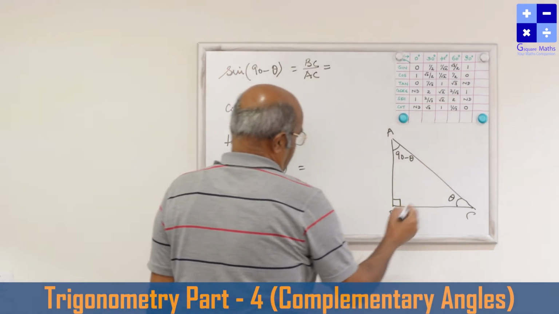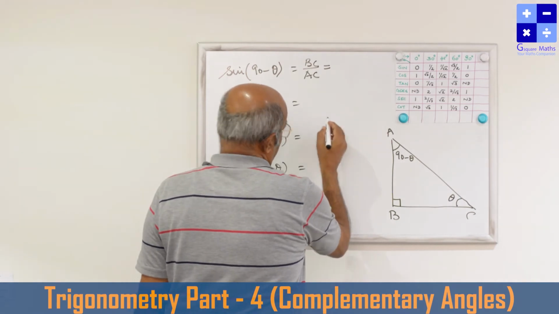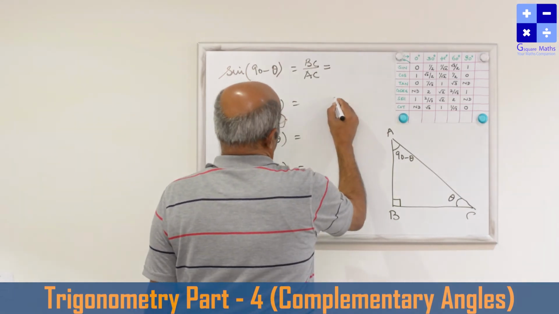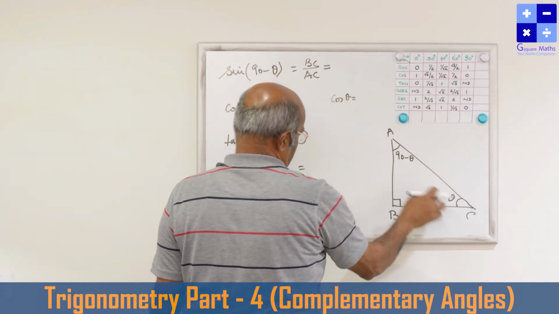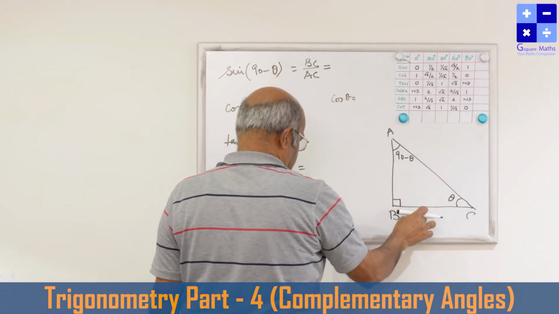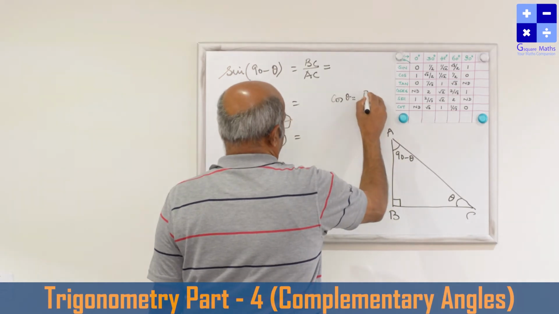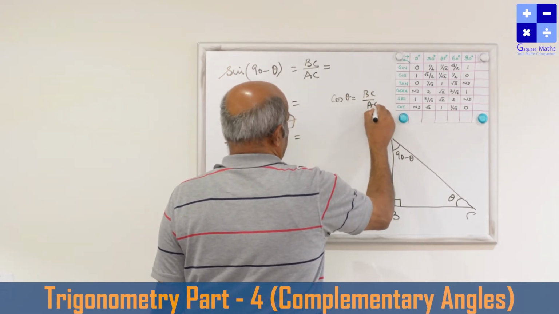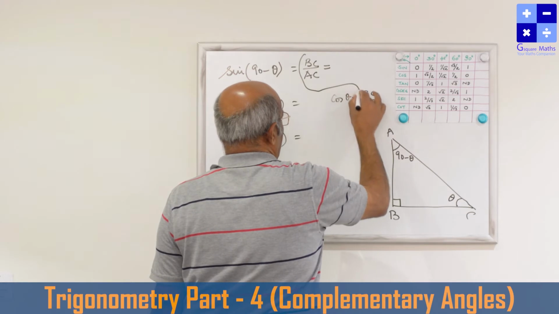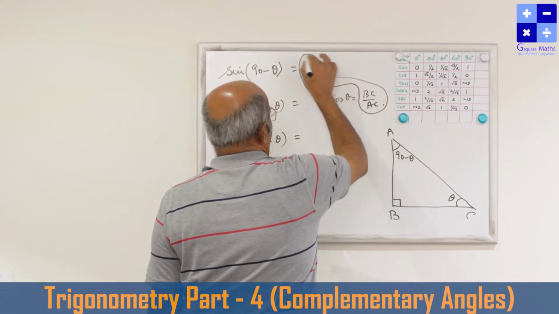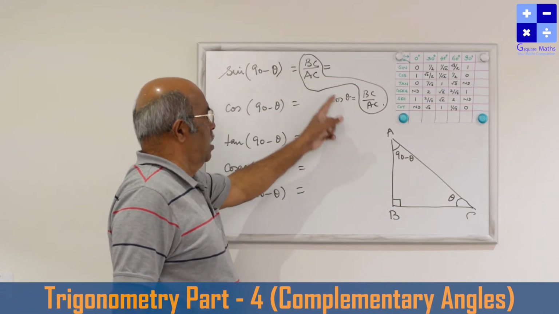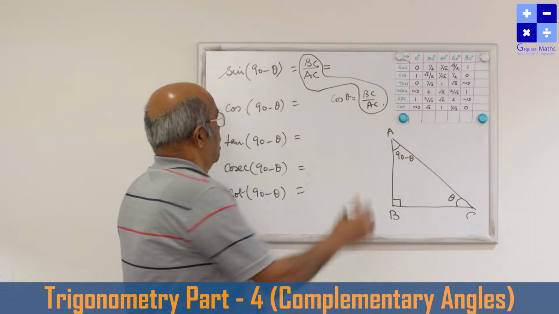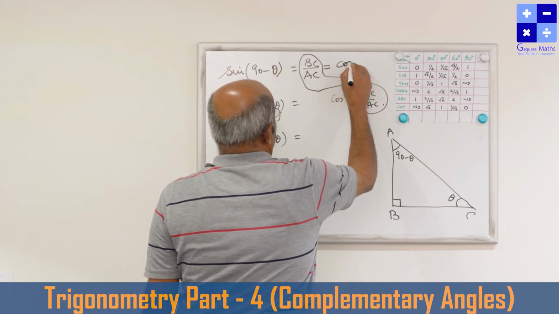Also, let us find out what is cos theta from the same figure. Cos theta is equal to adjacent side by hypotenuse, that is BC by AC. See, these two are equal. Sin 90 minus theta is equal to BC by AC. Cos theta is equal to BC by AC. Therefore, this can be written as cos theta.